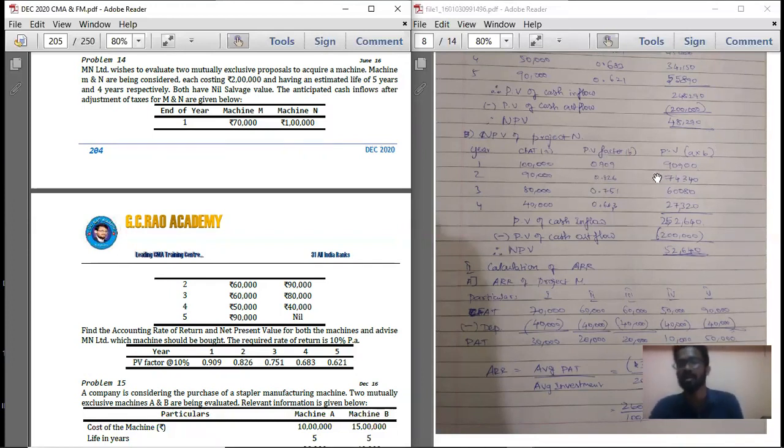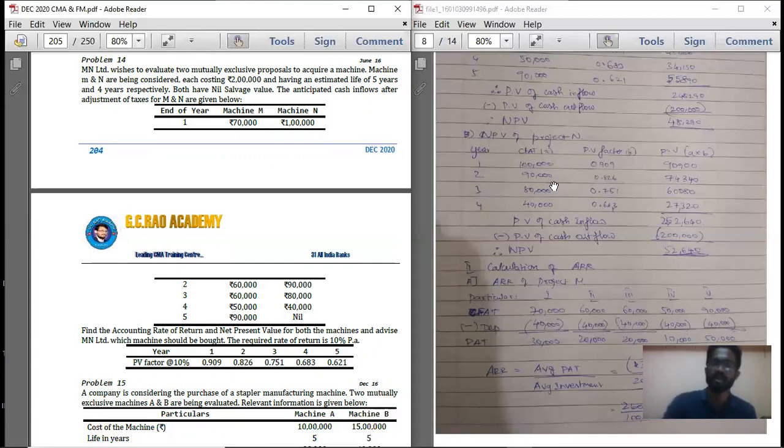So in respect of present value column, year 1 record 90,900. In respect of year 2, record 90,000 into 0.826, you are getting 74,340. And in respect of year 3, how much is the year 3 CFAT? 80,000. If you multiply with the PV factor 0.751, you are getting 60,080. Record in the present value column for year 3, 60,080.